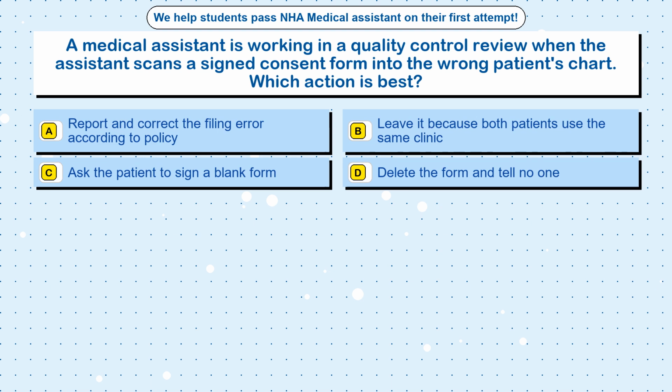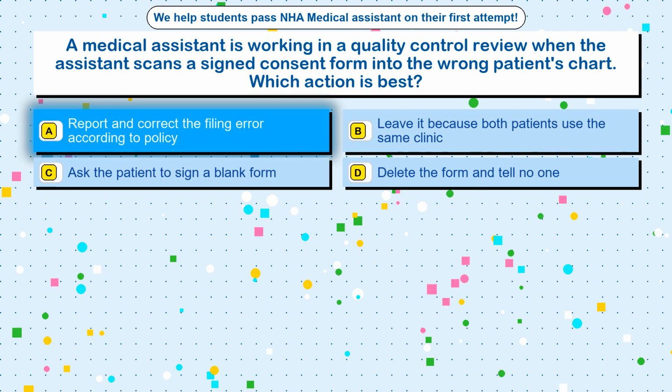Question 6. A medical assistant is working in a quality control review when the assistant scans a signed consent form into the wrong patient's chart. Which action is best? Option A. Report and correct the filing error according to policy. Option B. Leave it because both patients use the same clinic. Option C. Ask the patient to sign a blank form. Option D. Delete the form and tell no one. The correct answer is option A.